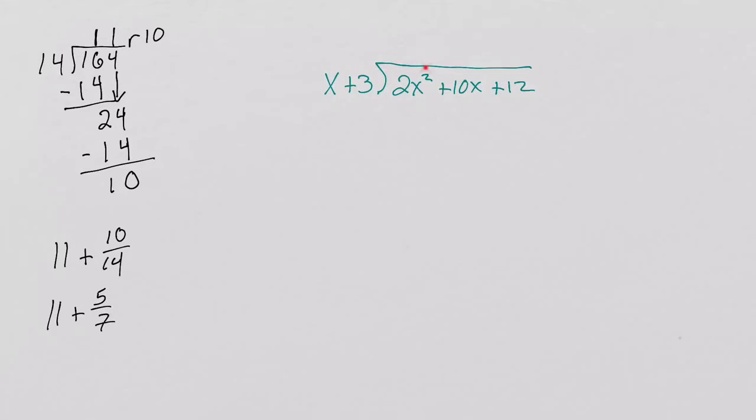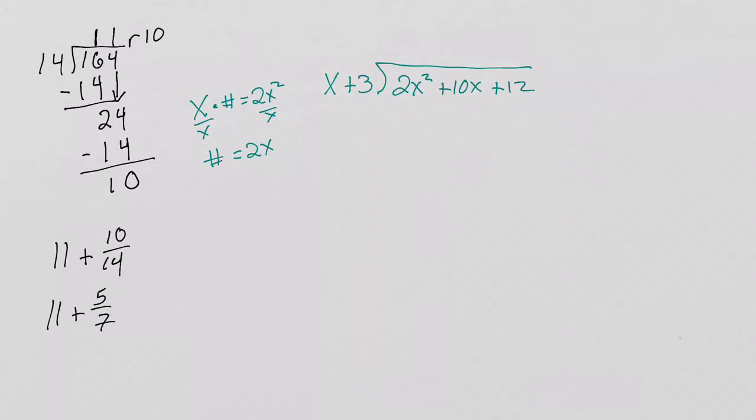And you're going to look at the first term in your dividend. And you're going to say, all right, I have x squared. What do I have to multiply? Well, I have x. What do I have to multiply x by to get 2x squared? Well, we know that you could set up an equation that says x times some number equals 2x squared. And we could solve for that number. You could divide by x. And so that number, whatever we have to put there, is going to be 2x.